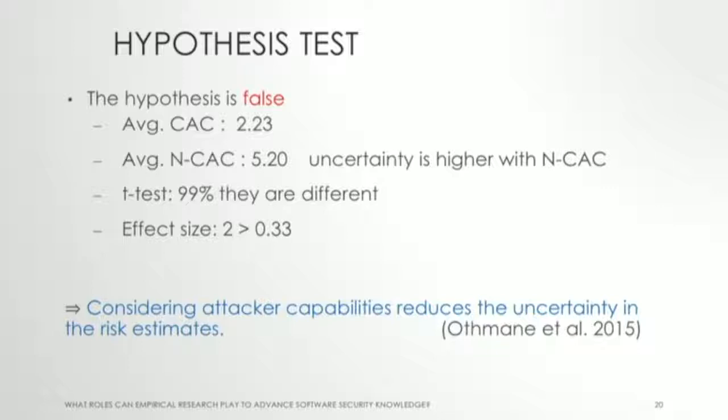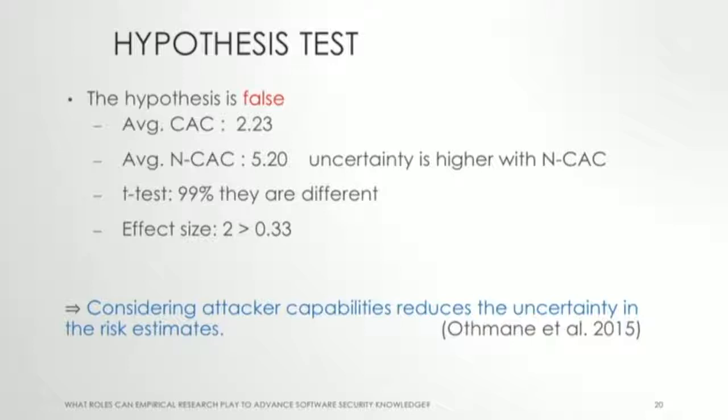So the 5.20, that uncertainty, is, as you can see, higher than 2.23. We can see the values are different, but whether this difference is meaningful or not, we have to go to the inference from statistics. Based on the t-tests, with 99% confidence they are different, and the effect size, another metric that we use for statistics, is 2, which is more than the threshold we use, 0.33, so this difference is of practical value.